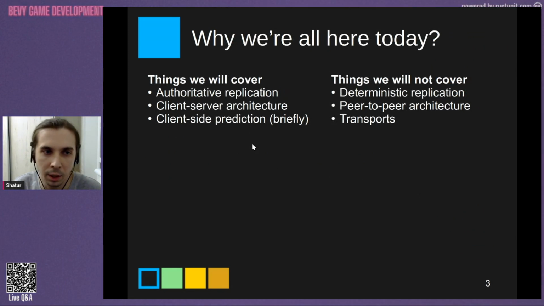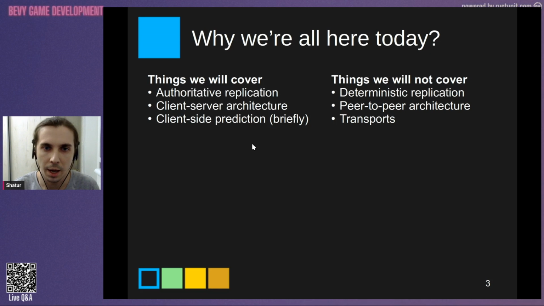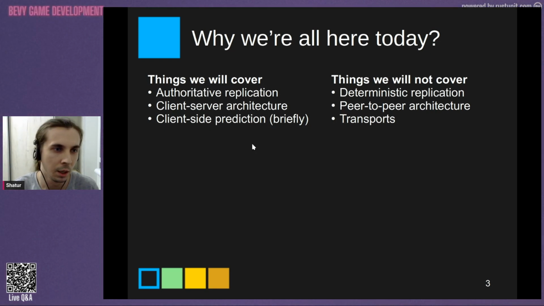So today, my talk will be dedicated to authoritative replication. We won't touch deterministic replication. Authoritative replication is when you exchange states, and deterministic replication is where you exchange inputs and rely on determinism to keep the state in sync. Authoritative is just much more common because determinism is quite hard to guarantee.